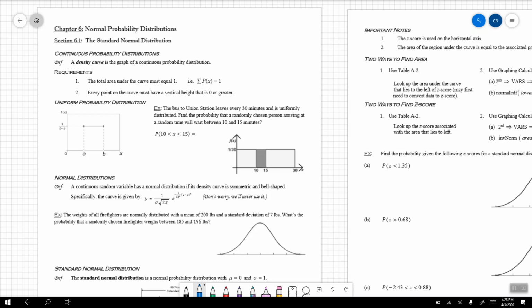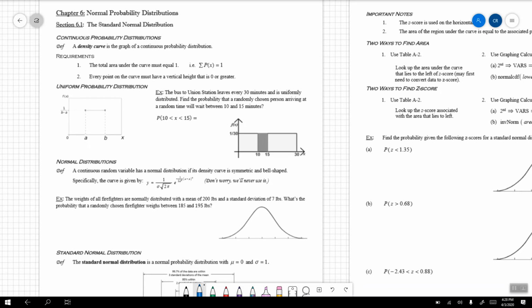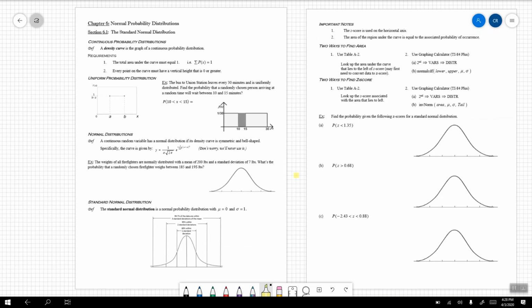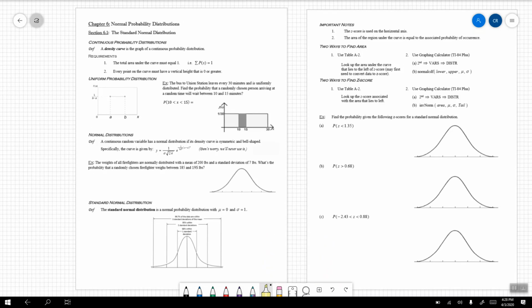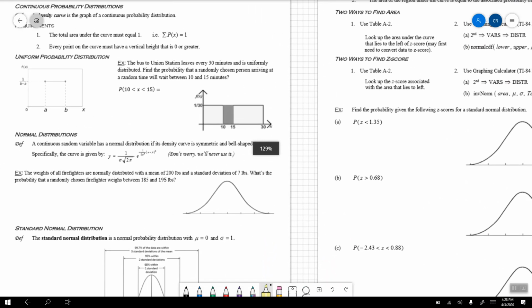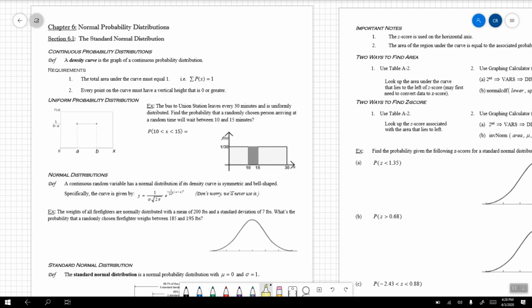So, in order to talk about the standard normal distribution, we first need to talk about the density curve. And that density curve is given by the definition here. All right, so there we are. So when we start looking at this, what we want to do is establish what that density curve is that we're looking at.